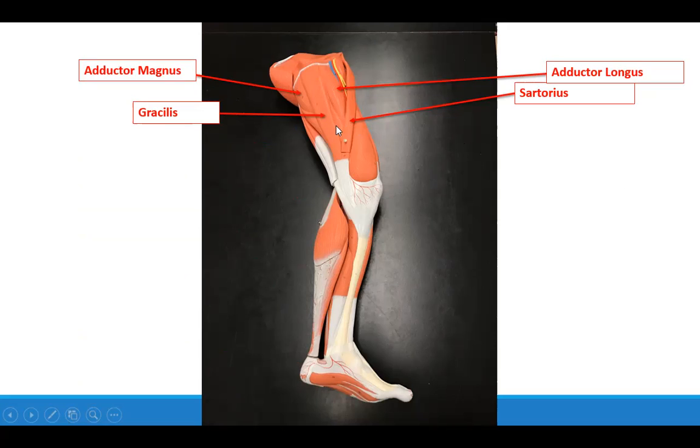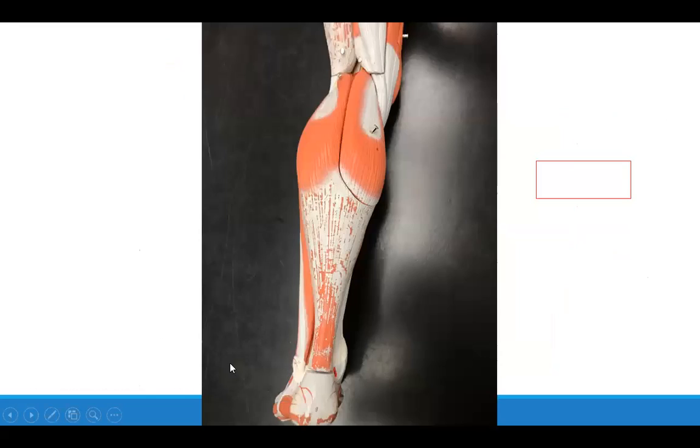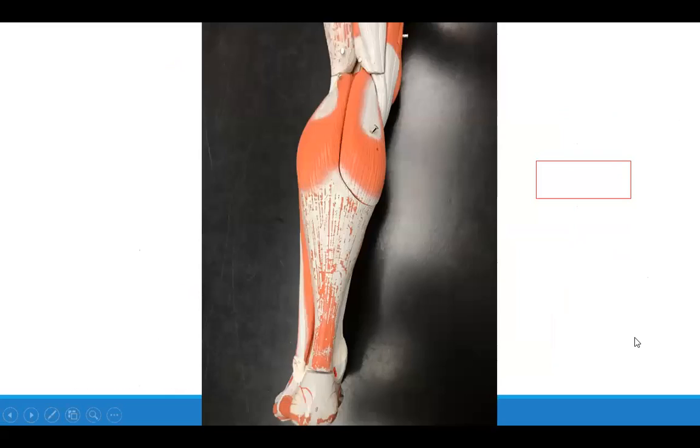The adductor magnus runs underneath the gracilis and underneath the sartorius. The adductor longus runs underneath the sartorius. So the sartorius is a strap type muscle. It allows us to rotate our thigh. It allows us primarily to sit cross-legged on the floor. And there is no other muscle as distinctively shaped as this. Yeah, sartorius.